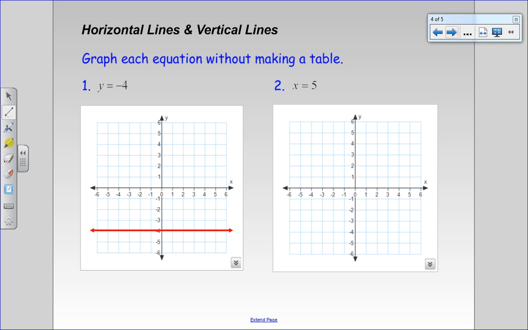What about equation number 2, x equals 5? We know that the x-coordinate of every point on this line must be 5. So this is a vertical line that passes through 5 on the x-axis.